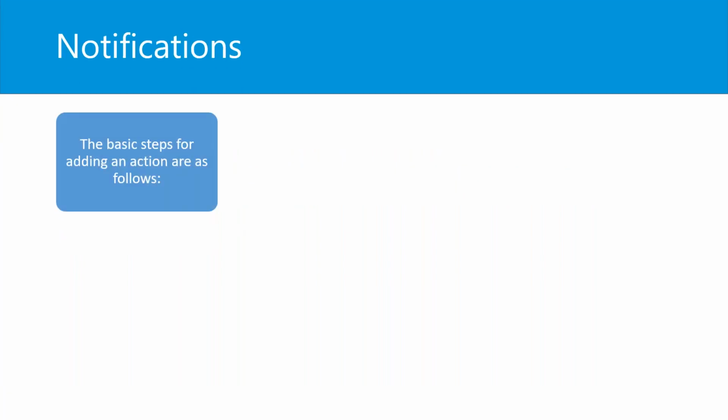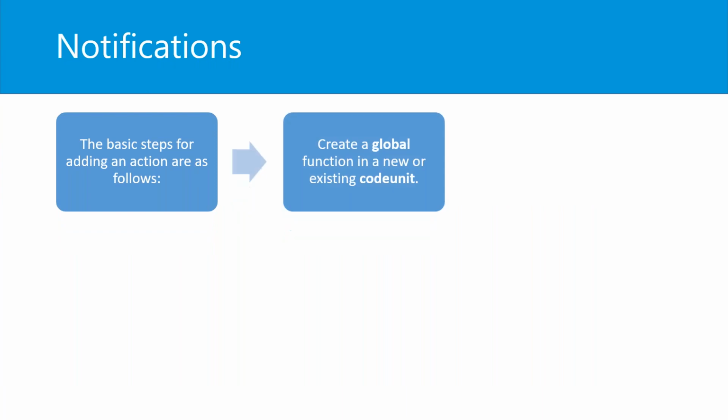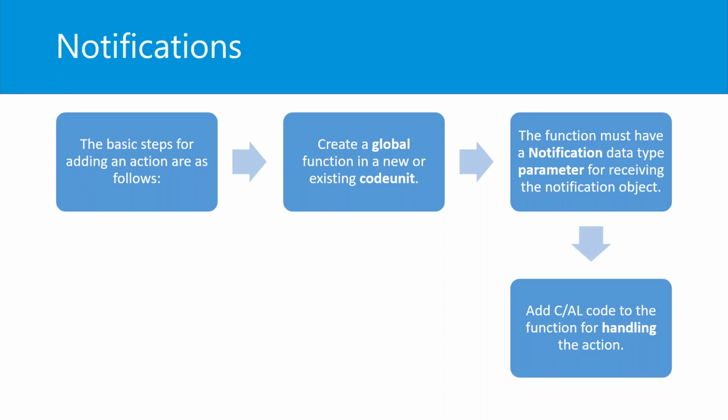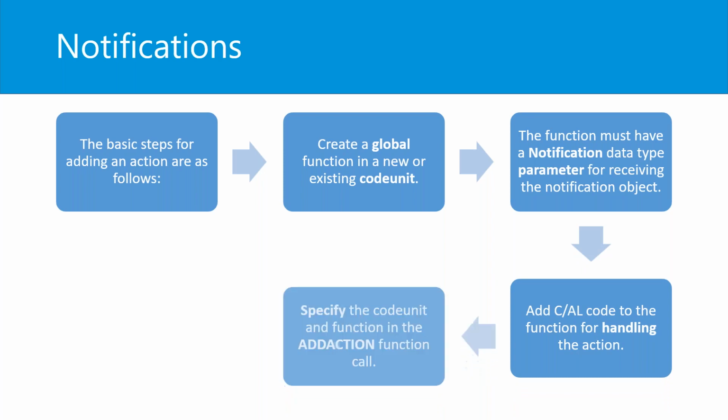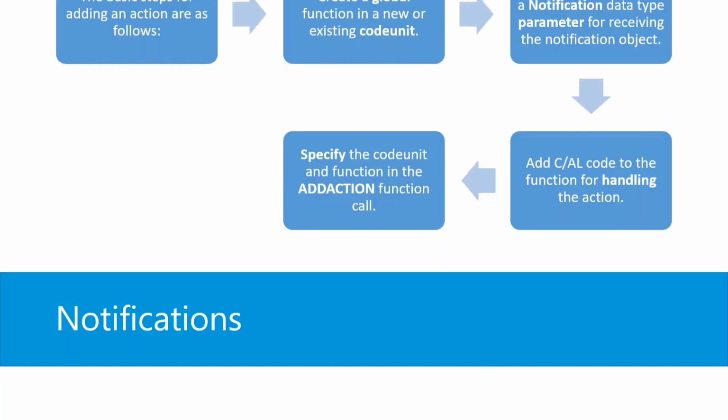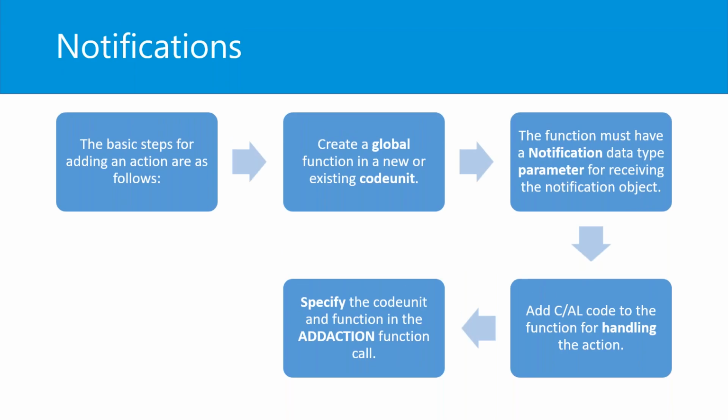So, which are the steps that we need to follow? You create a function in a new or an existing code unit, which should be a non-local one. The function should have a notification data type parameter to be able to receive the notification object. Then we add code to the function to handle the action. We specify the code unit and function in the add action function call, and that's it. So these are the steps that we go through. I might have gone through this slide too quickly.